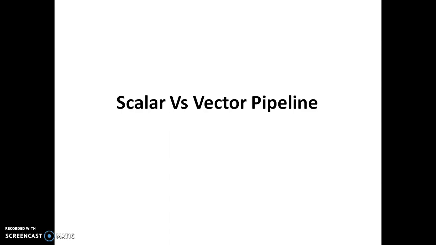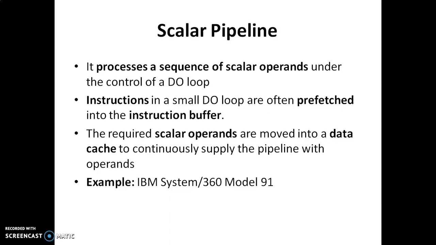Coming to scalar versus vector pipeline. A scalar pipeline processes a sequence of scalar operands under the control of a do loop. The instructions in a small do loop are often prefetched into an instruction buffer. The required scalar operands are moved into the data cache to continuously supply the pipeline with operands. Example, IBM System/360 Model 91.